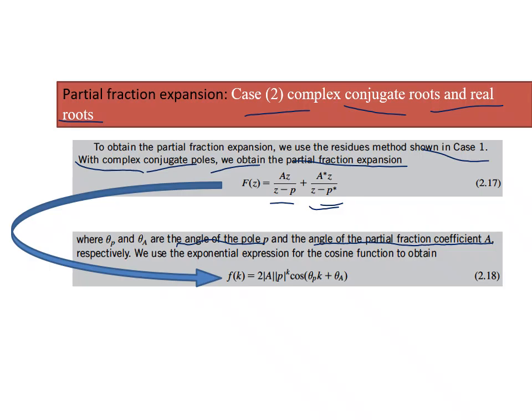We use the exponential expression for the cosine function to obtain f of k equals 2 times the magnitude of A, which is the partial fraction coefficient A magnitude, times the magnitude of p power k, times the cosine of theta p times k plus theta a, the angle of the partial fraction coefficient A.